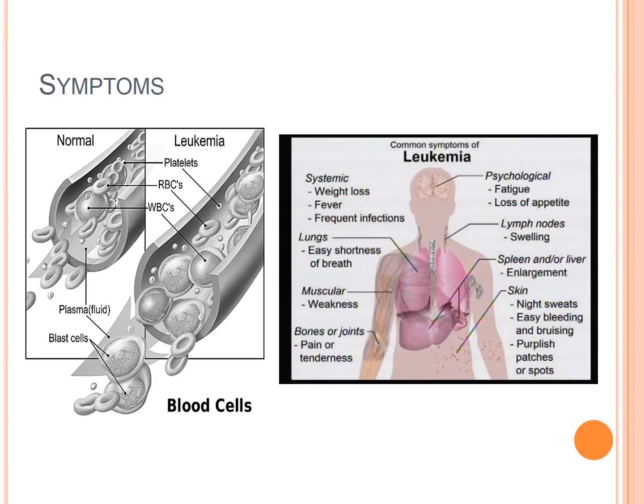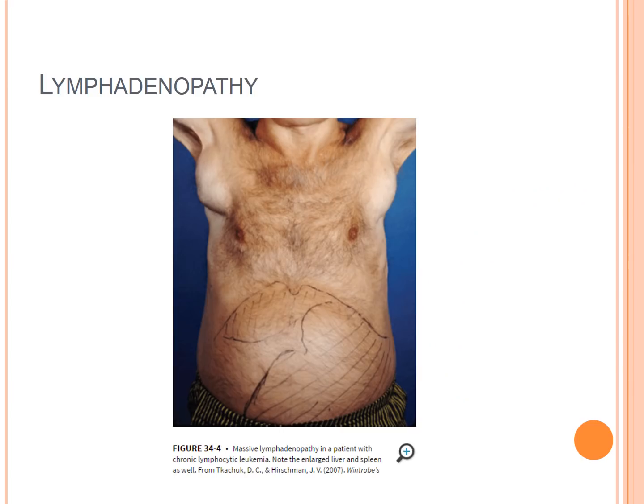All right, so a lot of these symptoms are related to the direct effect that leukemia has on the function of the bone marrow and the immune system. Lymphadenopathy can occur, so you can see enlarged lymph nodes. These are rather large in the axilla here. Okay, so they're very big. And then this person also has an enlarged liver and an enlarged spleen.